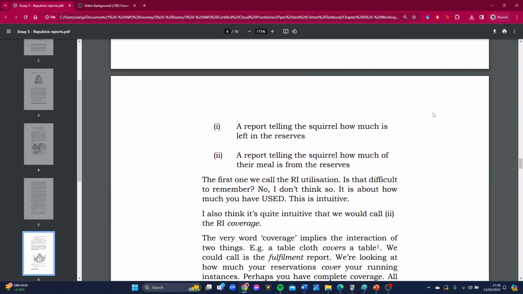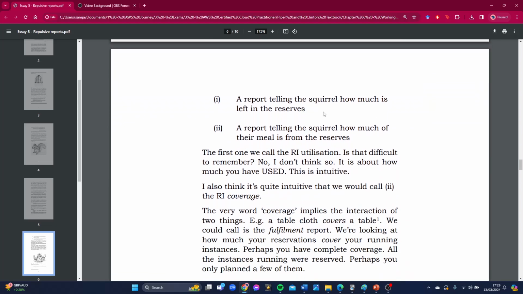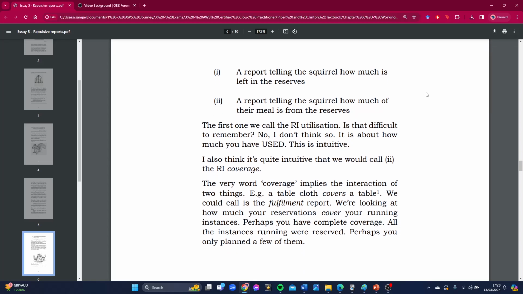It's the distinction between one, a report telling the squirrel how much is left in the reserves, and two, a report telling the squirrel how much of their meal is from the reserves. The first one is utilization, how much is left in the reserves. Now, is that difficult to remember, the fact that that's the first idea? No, I don't think so. It's about how much you have used, and that's intuitive.